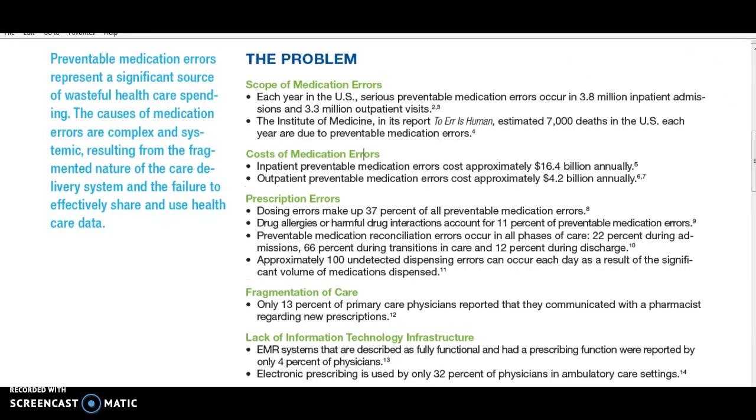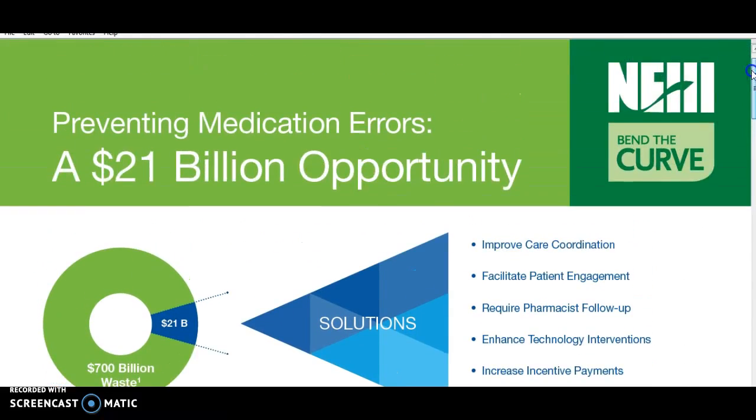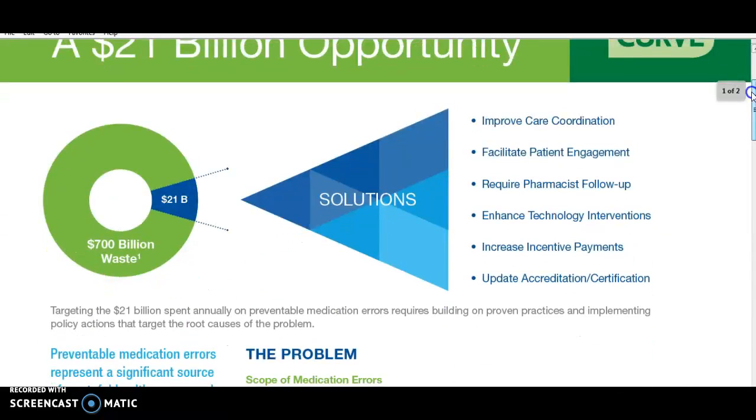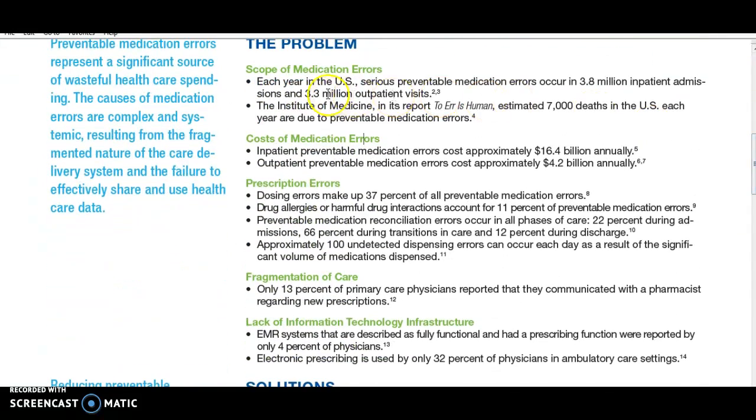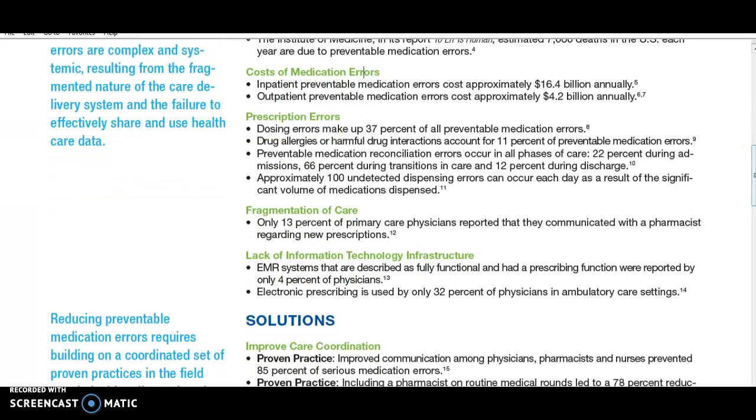According to this article that I found, on the NEHI.net website, each year in the U.S., serious preventable medication errors occur in 3.8 million inpatient admissions and 3.3 million outpatient visits. Inpatient preventable medication errors cost approximately $16.4 billion annually, and another $4.2 billion annually for outpatient preventable medication errors. Dosing errors, we talked about that in this program in session 3 with the scenario about a medication error.